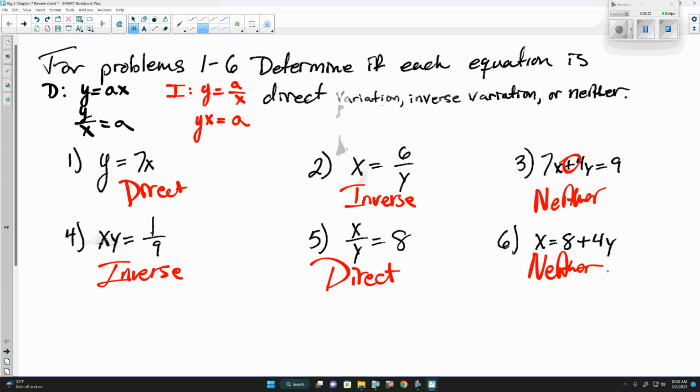and that's it for these here, because we're just identifying it as direct, inverse, or neither. And the biggest giveaway for neither is that it's going to have a plus. Questions on 1 through 6? So again, I would make sure that you do have the direct and inverse variation equations down. I do have them here.